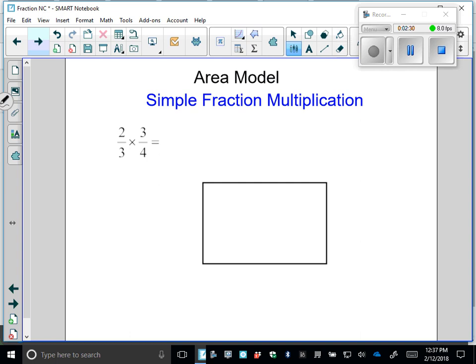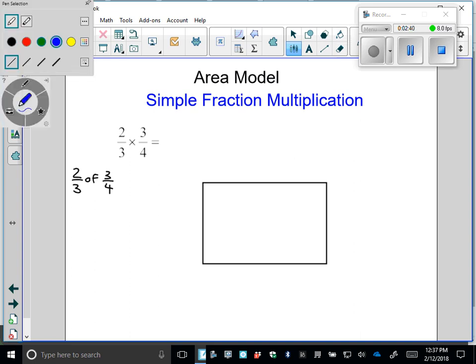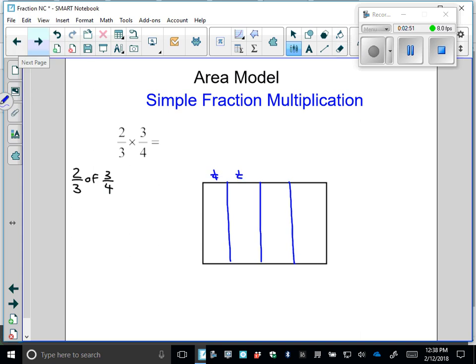So we're going to repeat that on the next page. So here we're taking 2/3 of 3/4. So in order to do that, to take 2/3 of 3/4, I'm first going to take my rectangle and divide it into fourths. Each section is 1/4. And I'm going to shade 3 of the 4 sections.